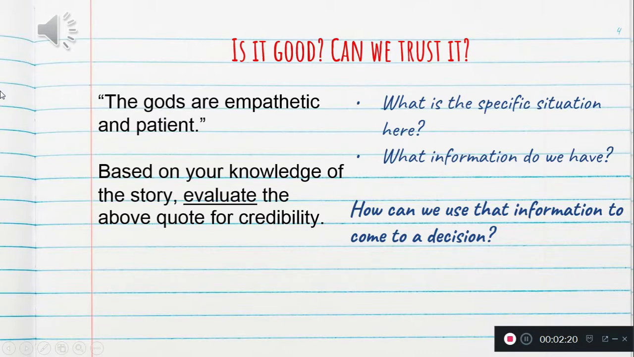Again, the things we need to keep in mind are the situation and the evidence. The situation is the Odyssey is an epic poem, and it's a fictional text. The information is everything that the gods have done to Odysseus and to other characters throughout the story. So how can we use this information to come to a decision?